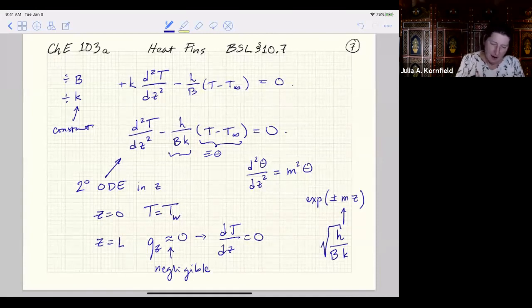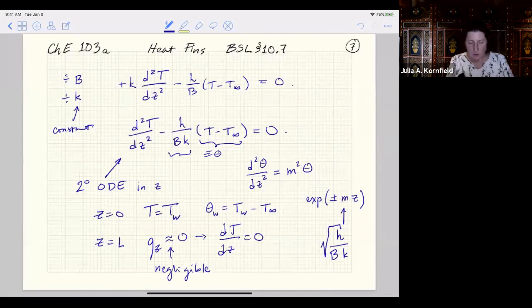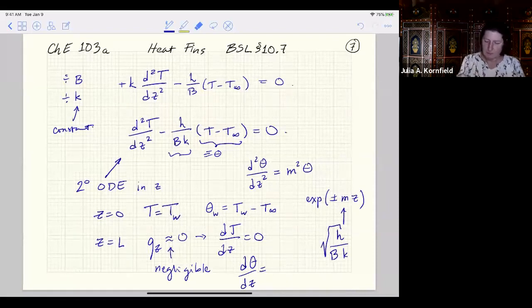I make fewer mistakes. And if we take theta to be t minus t infinity, then at z equals 0, theta at the wall is just t wall minus t infinity. And d theta dz equals 0, it's now dt dz equals 0, is unchanged by this definition of theta as t minus t infinity.